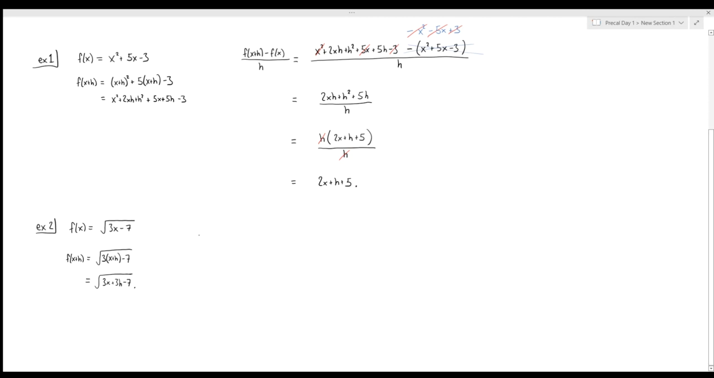All right, so now let's form the difference quotient. So f of x plus h minus f of x all over h. Okay, so we have this is f of x plus h, and then we have minus, and then f of x.